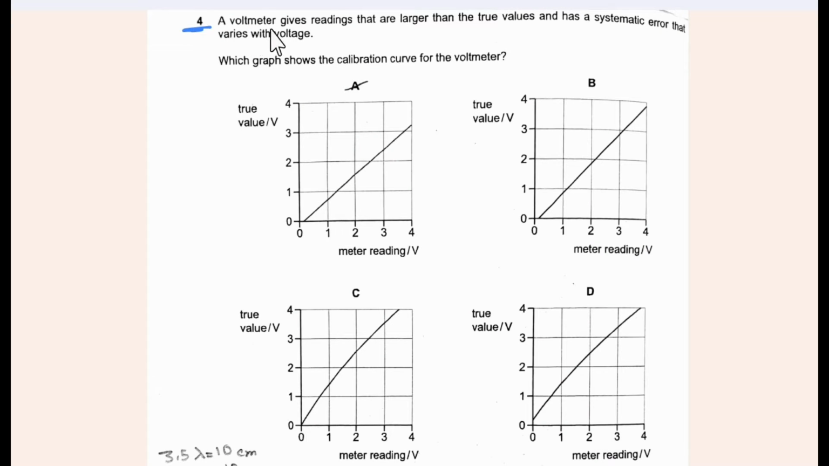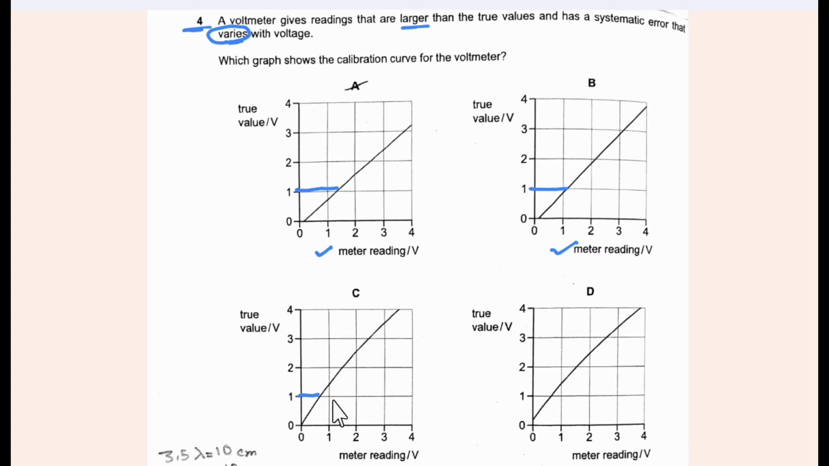Question number 4. A voltmeter gives readings that are larger than the true value, and has a systematic error that varies with voltage. So the systematic error varies and the reading is larger. Which graph shows the calibration curve for the voltmeter? Among these graphs, we can see that when the true value is 1, the voltmeter reading is larger. So this statement could be the answer.